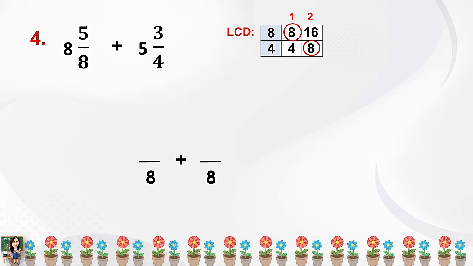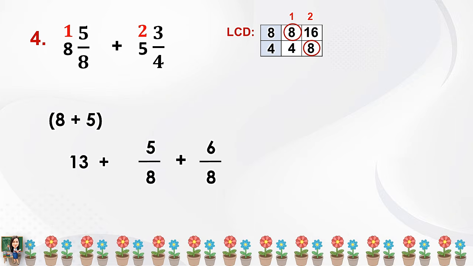Then copy the LCD, 8, and then multiply the numerators. 1 times 5 equals 5. 2 times 3 equals 6. Then add the whole numbers. 8 plus 5 equals 13. Then put them together. So write the whole number 13. Then add the numerators. 5 plus 6 equals 11 over 8.